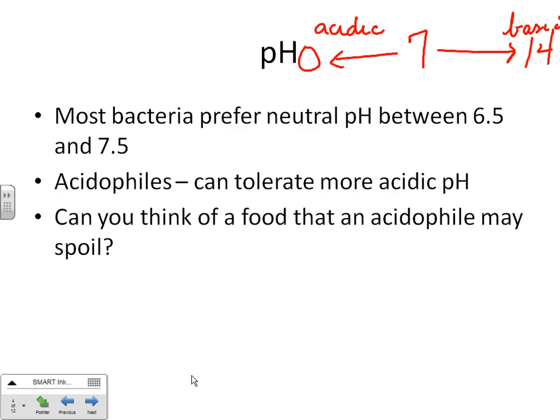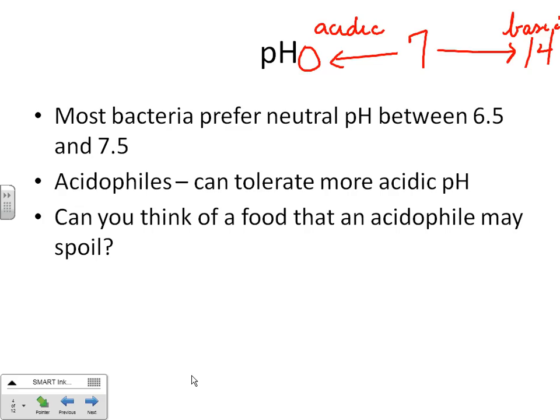Okay? So I wrote a question on here. Can you think of any type of food that an acidophile may spoil? Let me ask it a little differently. Is there anything you eat that's preserved in an acid? Pickles, fruit. Okay. Have you ever drunk pickle juice? Some of you probably like pickle juice, right?